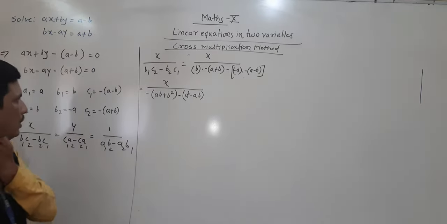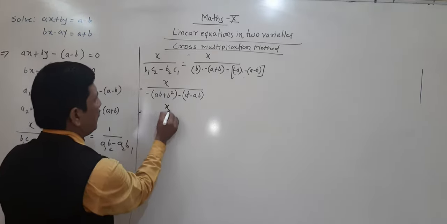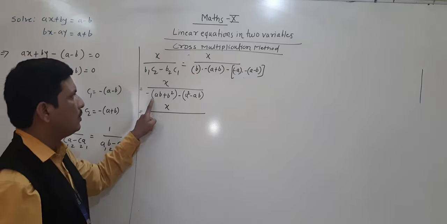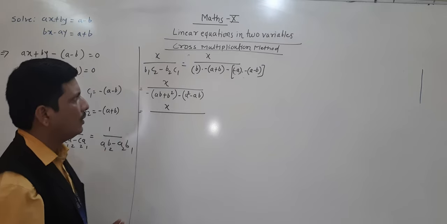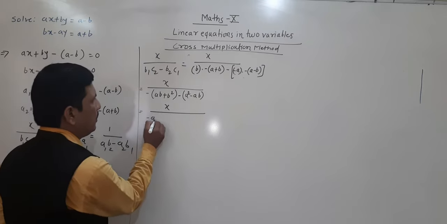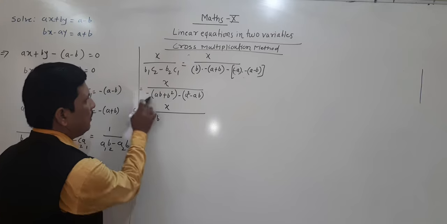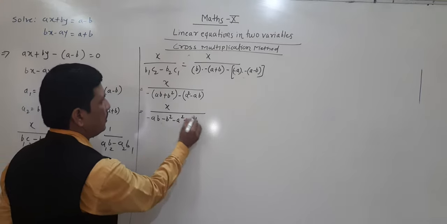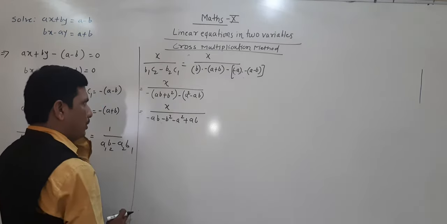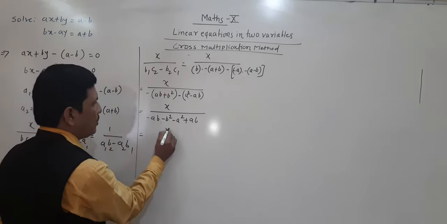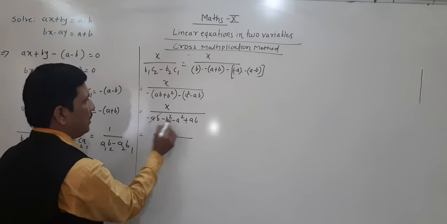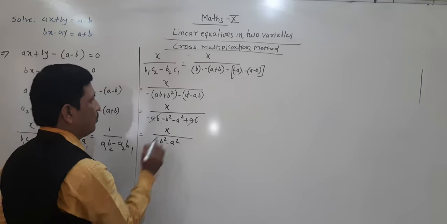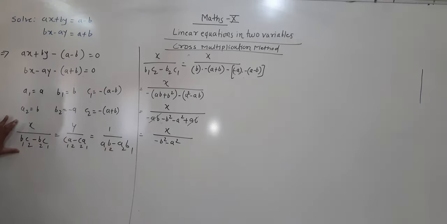Okay, so now next thing we will take here x upon. What we can do here? We can solve this further. Minus AB plus B square, minus AB minus B square, this minus A square and plus AB. Signs will change due to the negative sign. So further x upon, minus AB plus AB will be cancelled. What is remaining here? Minus B square minus A square. Okay, so this is the solution of this first one.